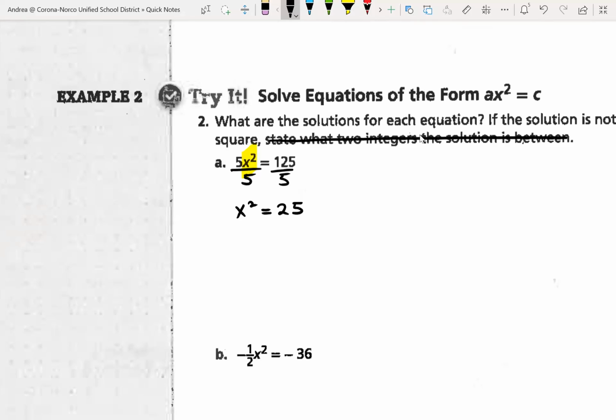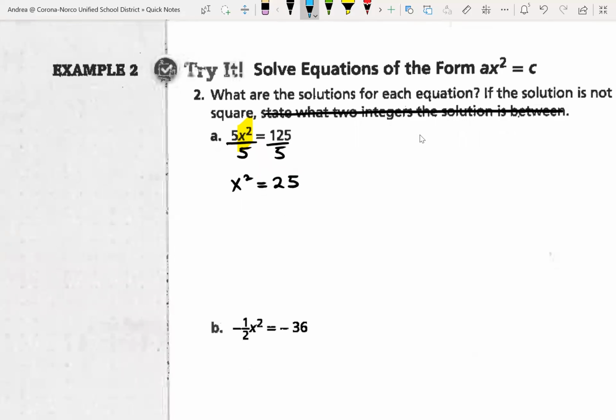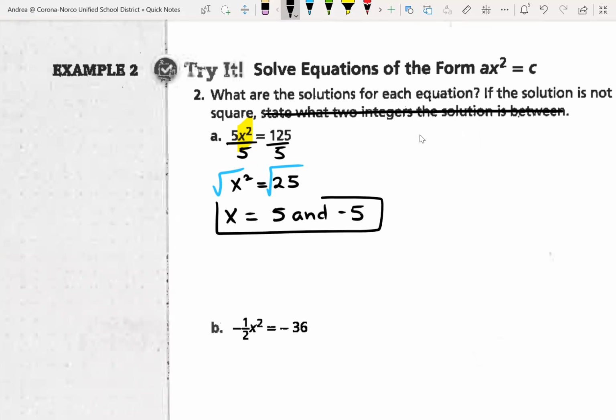Now the x squared is by itself, so I can square root both sides. What is the square root of 25? Very good. 5 and negative 5. Any questions over that?